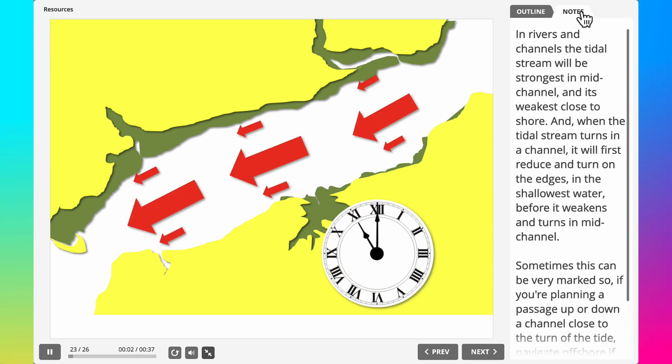In rivers and channels, the tidal stream will be strongest in mid-channel, and weakest close to shore. And when the tidal stream turns in a channel, it will first reduce and turn on the edges, in the shallowest water, before it weakens and turns in mid-channel. Sometimes this can be very marked, so if you're planning a passage up or down a channel close to the turn of the tide, navigate offshore if the tide is going to turn against you, and inshore if it's going to turn in your favour.